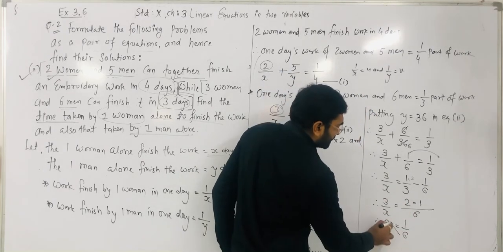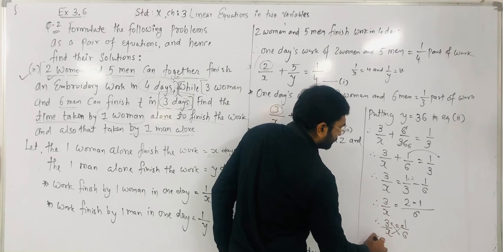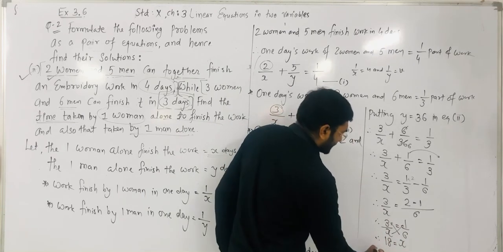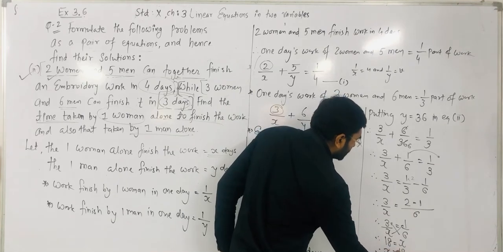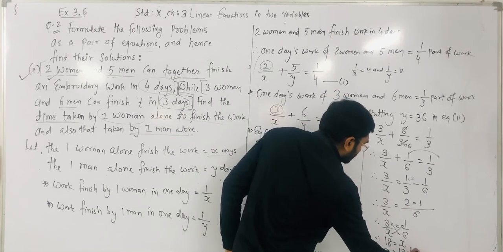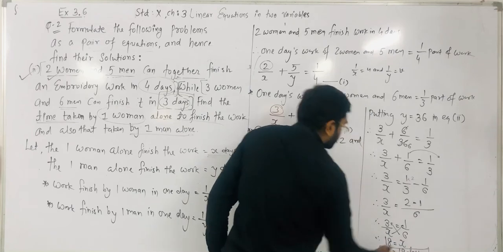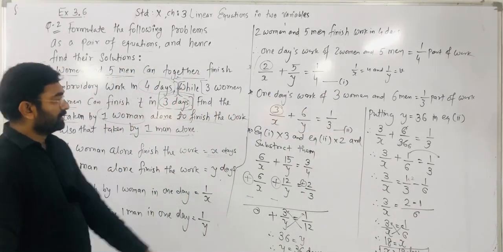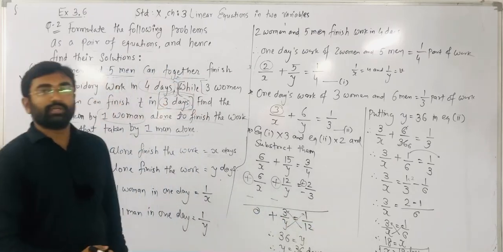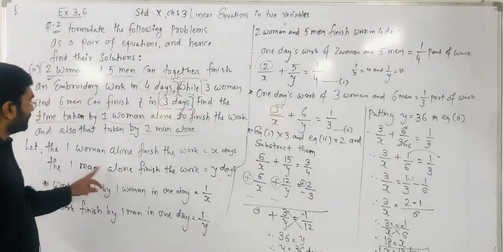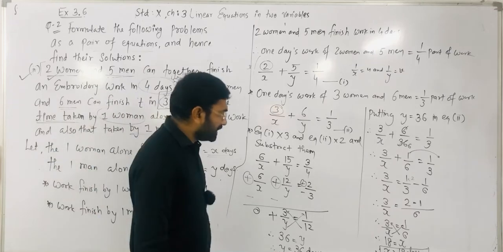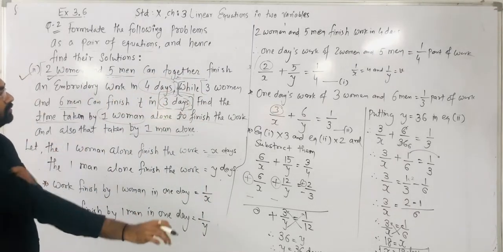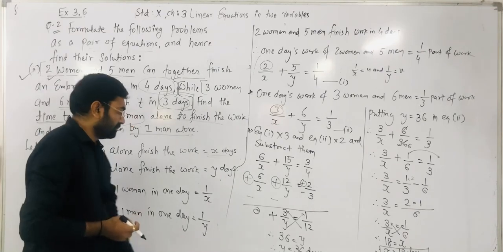So that 6 is multiplied with 3 and x is multiplied by 1. So we get 18. 6 3s are 18 is equal to x. So it means x is equal to 18 days in which one woman completes the work. One woman alone finishing the work requires 18 days, and for one man alone finishing the work, he requires 36 days. Okay, so that way we have to solve using the elimination method.